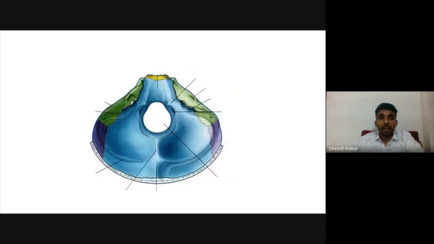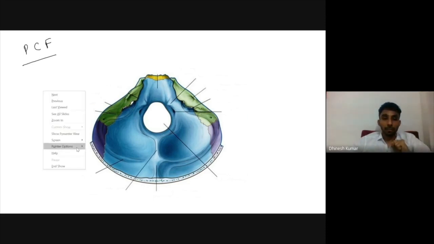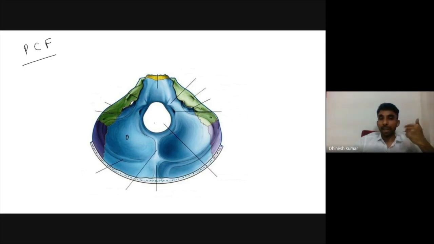Fine. Now, let's talk about the important features present in the posterior cranial fossa. Already we know the posterior cranial fossa is mainly contributed by the occipital bone, isn't it? This blue color is occipital bone. And do you know what this green color is representing? Which bone? Exactly, this is the petrous temporal bone. Petrous part of temporal bone. Which surface of the petrous temporal bone? Exactly, posterior surface. Posterior surface of petrous temporal bone, right?